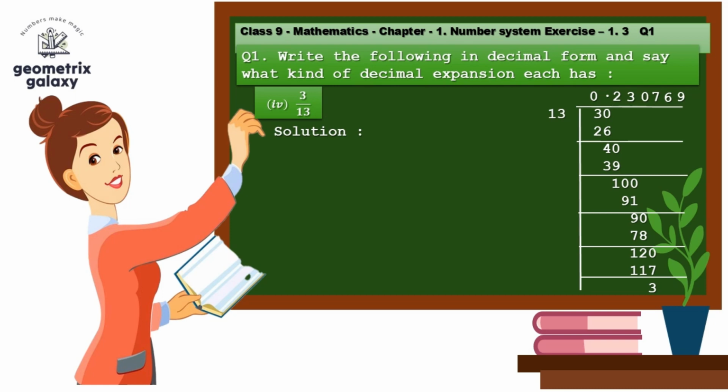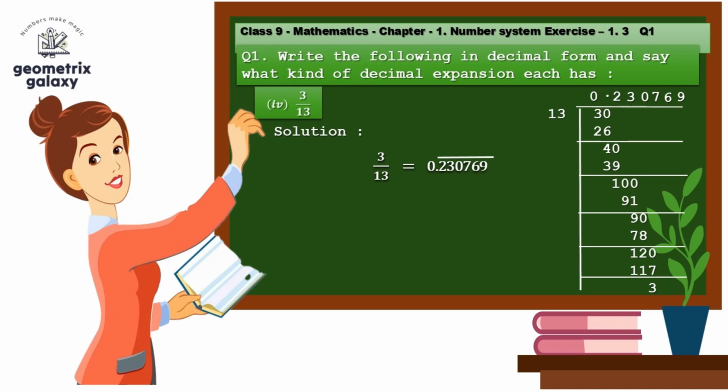We need to stop doing the division here. We started with 3. Now the remainder is 3. So we will get the same quotient hereafter. So we can stop here and write the answer for 3 by 13 as 0.230769 bar. The quotient which is going to repeat is 230769.